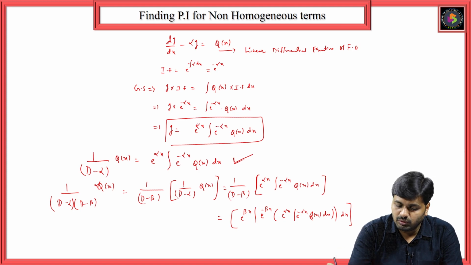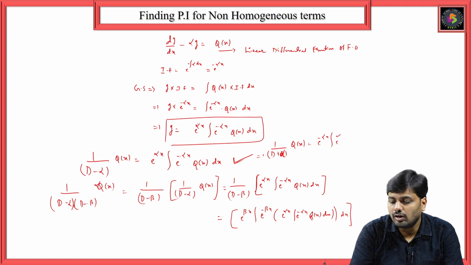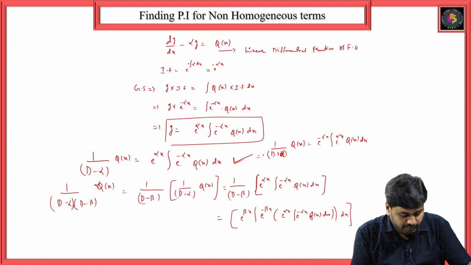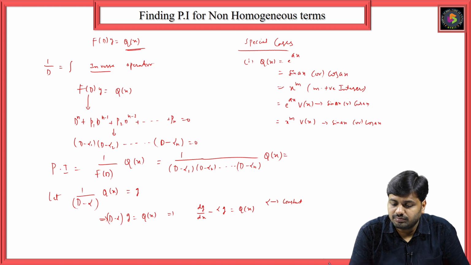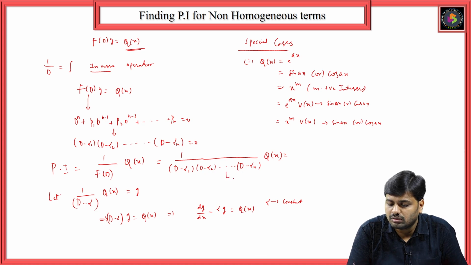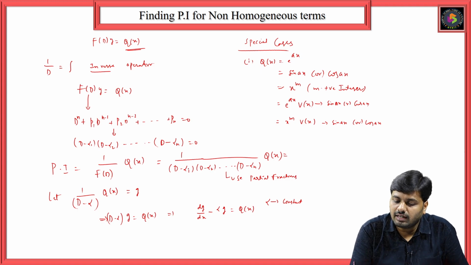Similarly, we'll write one more equation here for your reference: 1 by (D minus beta)(D plus alpha) into Q of x, that is e power minus alpha x integration of e power alpha x Q of x dx. The same way we'll write for the n roots. For this case we'll go with the previous two cases, or we can use partial fractions, evaluate this and apply the same method.